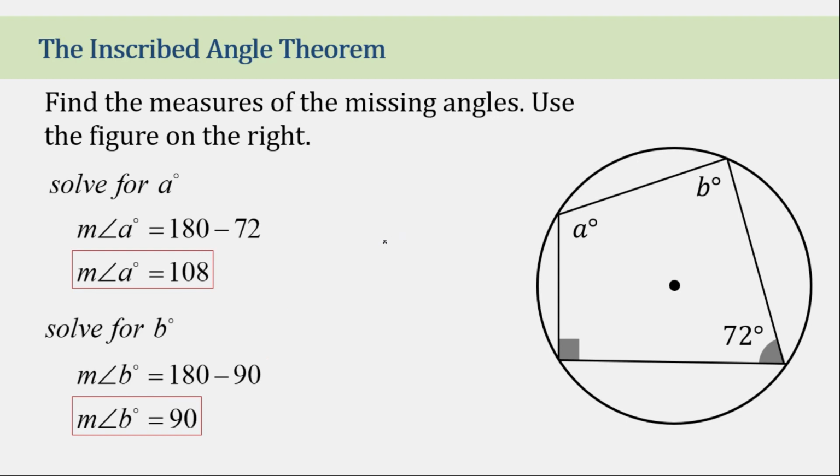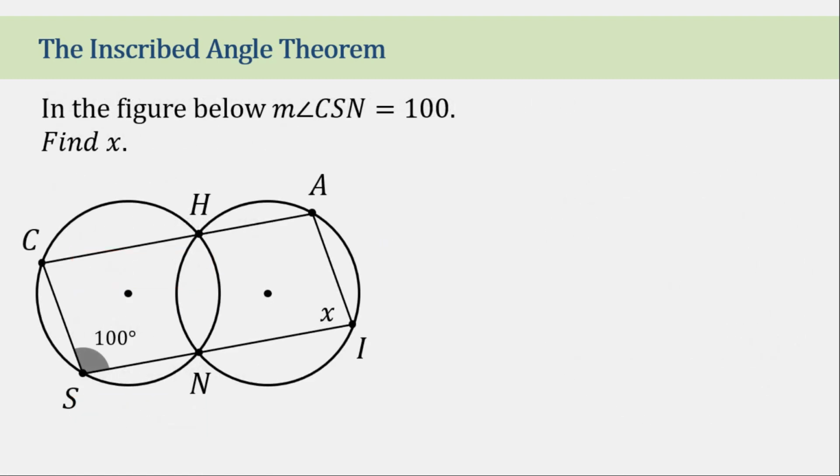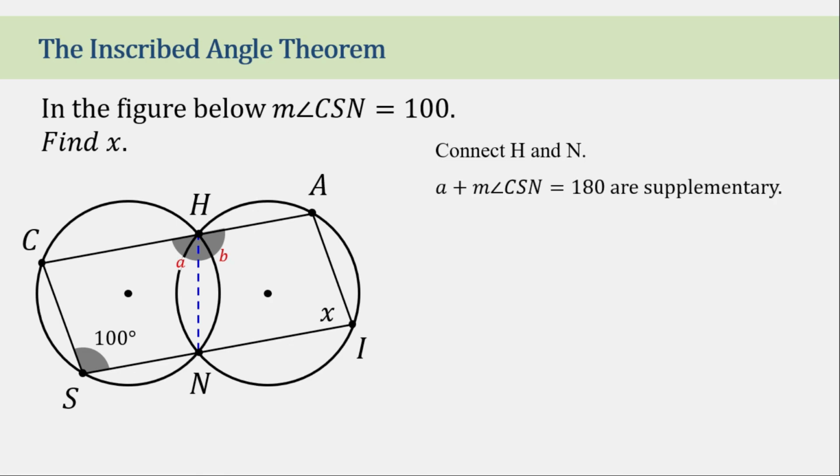Now let's give a final and somewhat average type of question. To find the angle x, first we need to make an auxiliary segment, which is HN. Now we can mark these two angles as angle A and angle B. Now we know that if we add angle A and the angle in front of it, this is equal to 180 degrees. So therefore, angle A should be 80 because 80 plus 100 is 180 degrees.